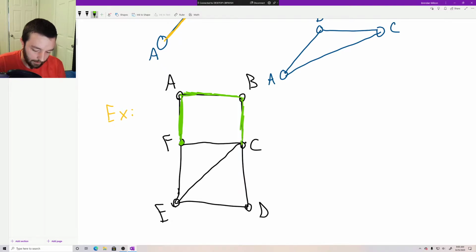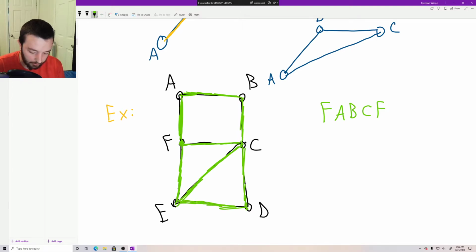Let's see. So now maybe we can go back to F. So we can touch F again, we just can't end there because that's where we started. So right now, what are we at? F, A, B, C, F. Now we could go down to E. And then back to C. Down to D. And then back to E. And there we go. Came up with a path there.